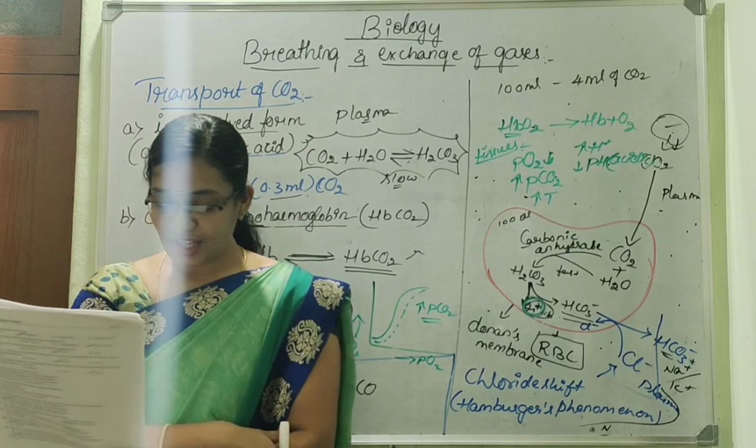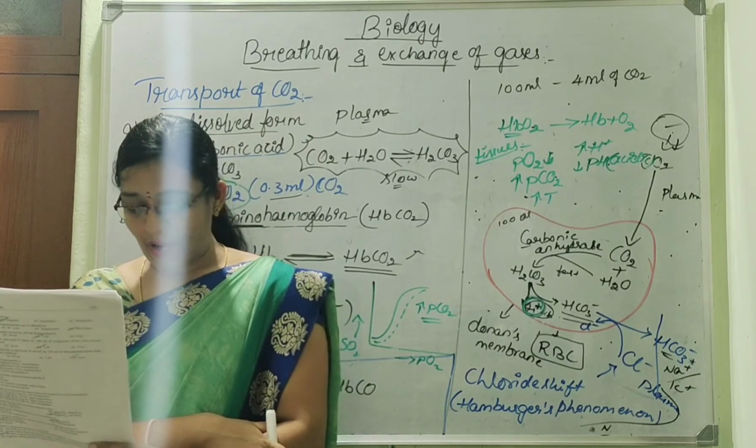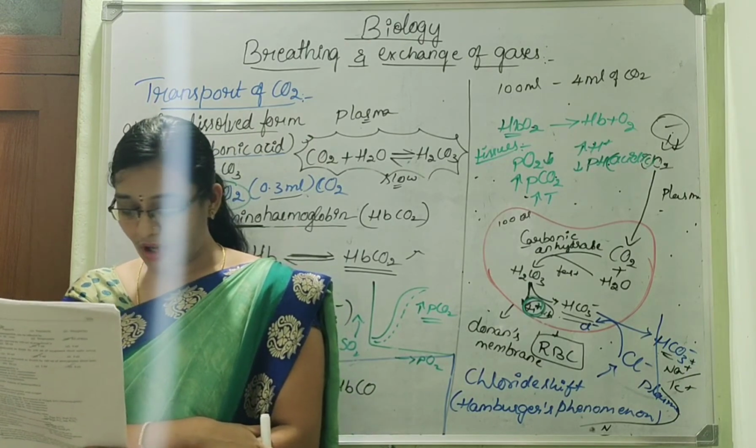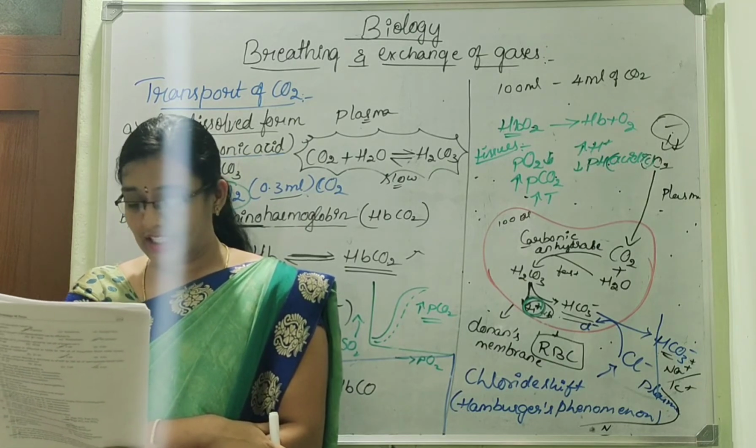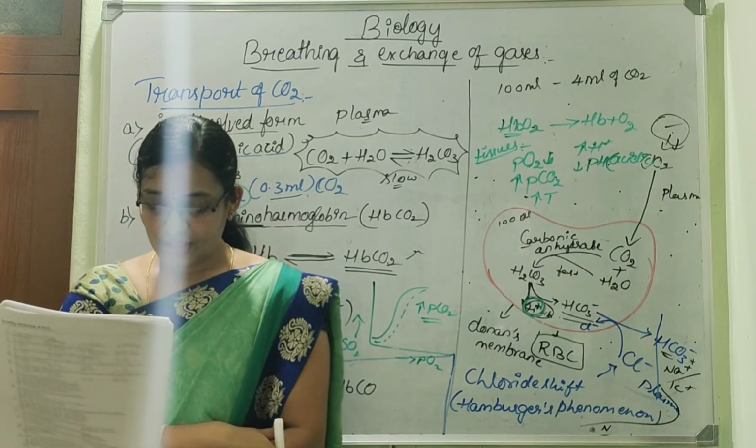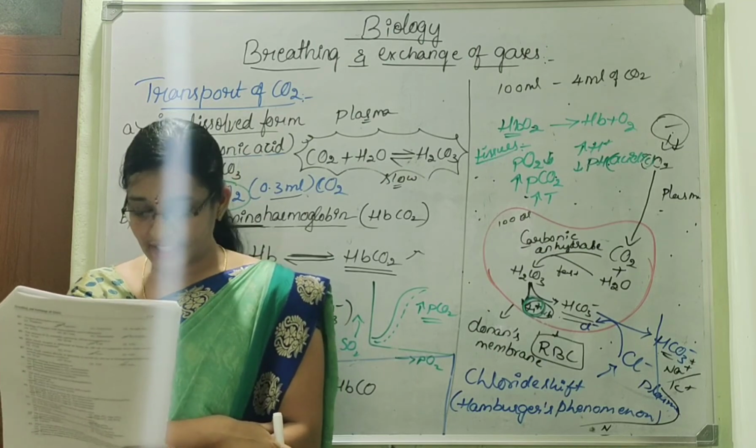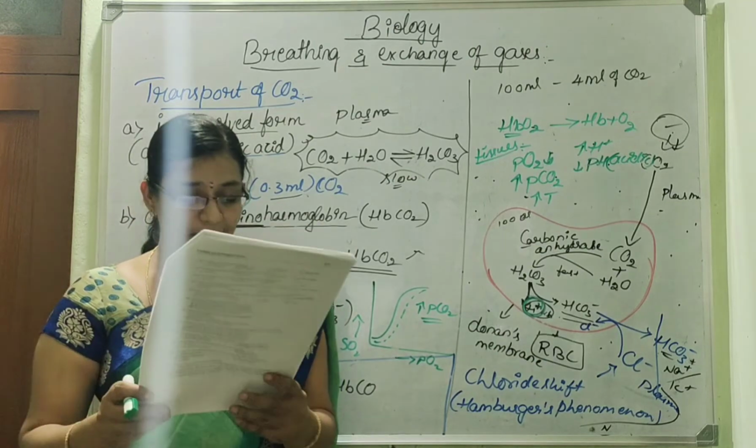Next question, the dissociation curve is connected with: A, myoglobin; B, carbon monoxide; C, oxygen; D, oxyhemoglobin. So the dissociation curve is actually connected with oxyhemoglobin, option D.